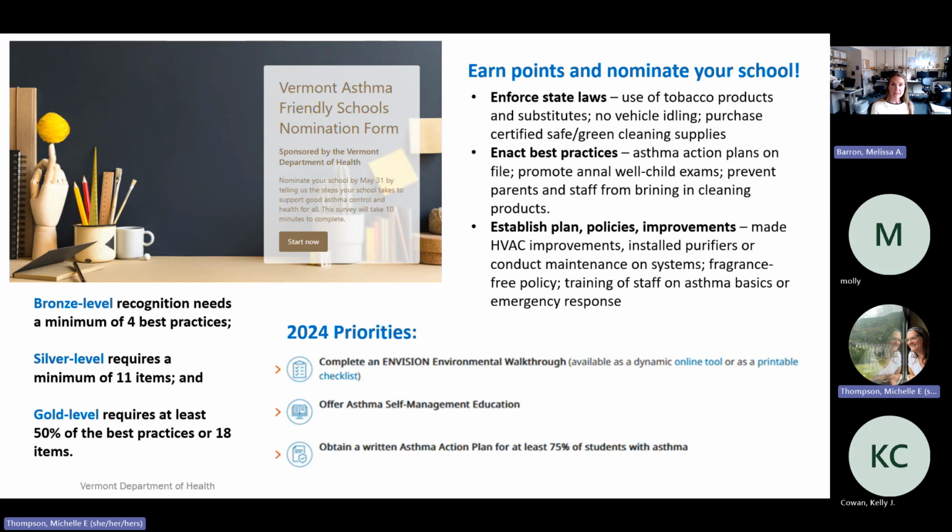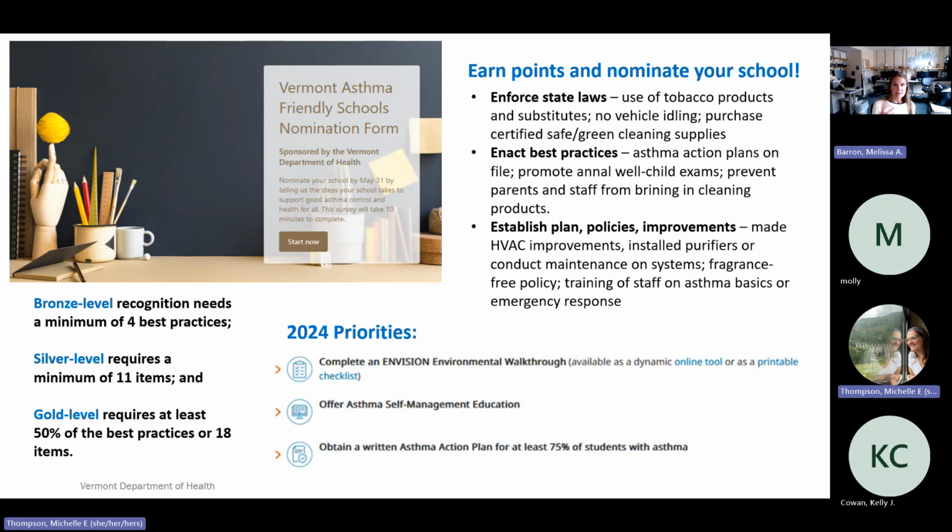Then the next level would be establishing plans, policies, and improvements, and that's what the vision can also help with: HVAC improvements, purifiers, maintenance, a fragrance-free policy, and training staff on asthma basics and emergency response, which I'm sure you all do, especially in the fall before school starts. I know there's a lot of training that happens at that point, and as for the HVAC, I feel like since COVID a lot of schools really addressed that. So that's one perk of COVID, that a lot of schools got a bit of a refresher.